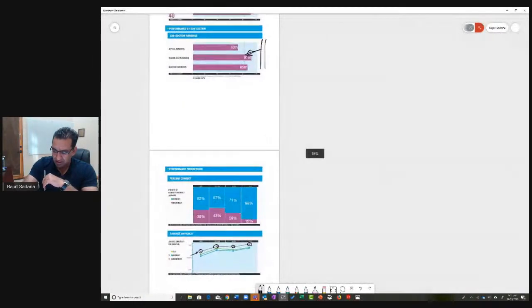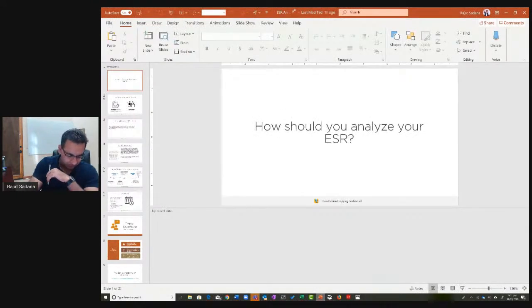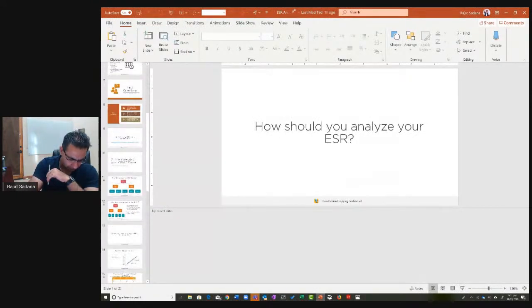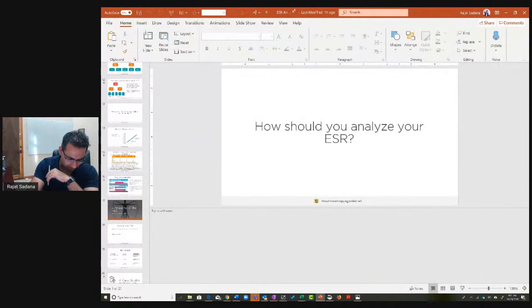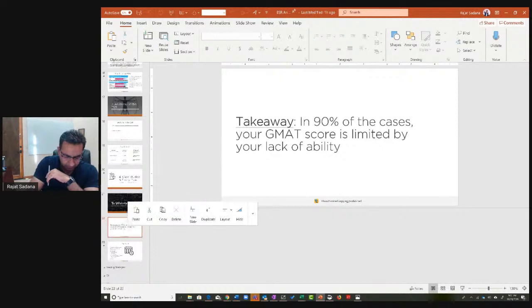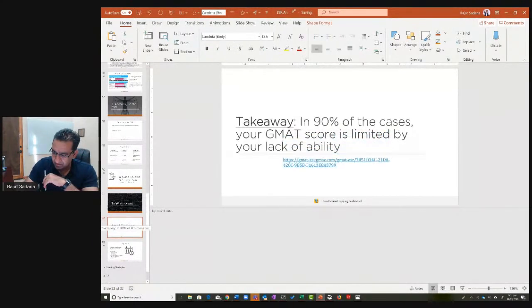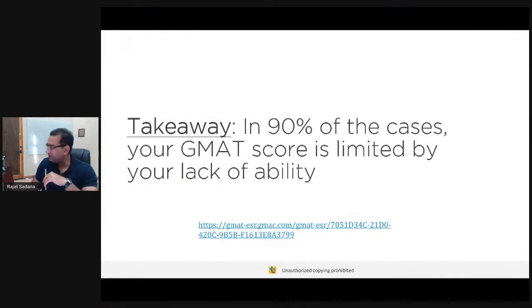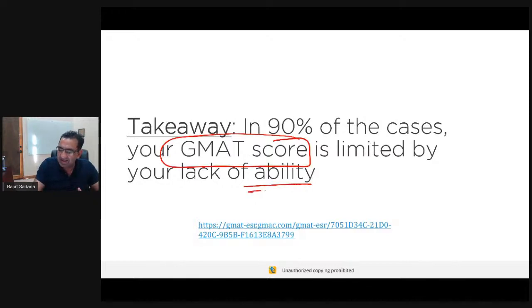So, the thing that I want you to take away from all of this is, and let's go back over here, that in 90% of the cases, when you get your ESR, your GMAT score is limited by your lack of ability. It is not limited by timing. Okay, so stop blaming timing, stop blaming accuracy for that low GMAT score.